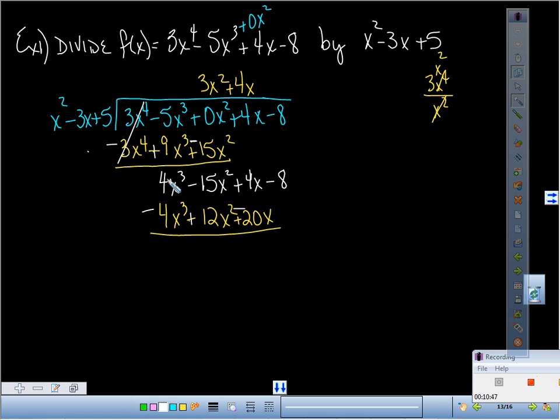What happens to these first two? All right. What's a negative 15x squared and a positive 12x squared? What kind? What's 4x minus 20x? Negative 16x, and then bring down your minus 8.